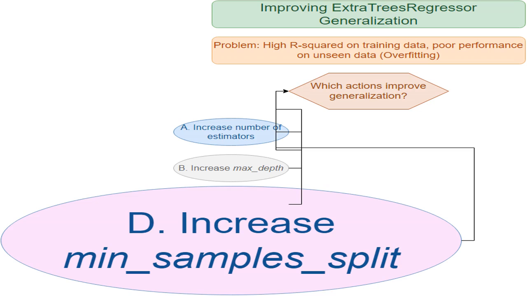Increasing min_samples_split means that a branch will only split if there are enough data points. This simplifies the trees, making them less prone to overfitting and improving the model's generalization on unseen data. It's like focusing on the main ideas and not getting bogged down in the minor details.